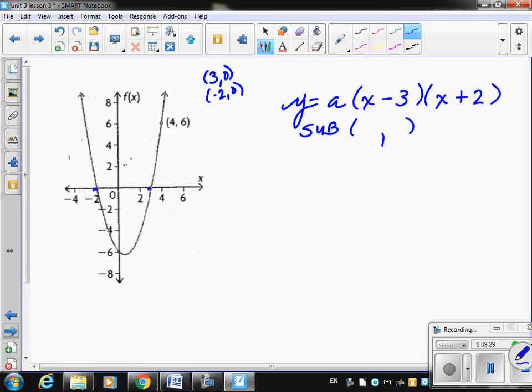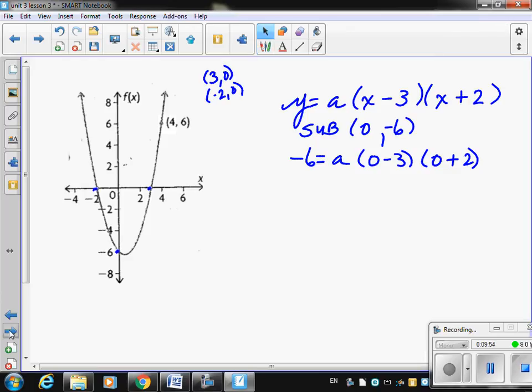My point that I'm confident about is, again, the y-intercept. It's just easier to see things on those axes. But I like that point. It's (0, negative 6). When I substitute those values in, the negative 6 is y, solving for a, 0 for x. And it never hurts to remind ourselves, order x first, y second.